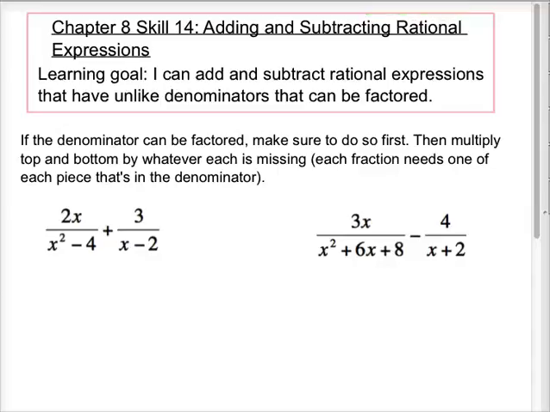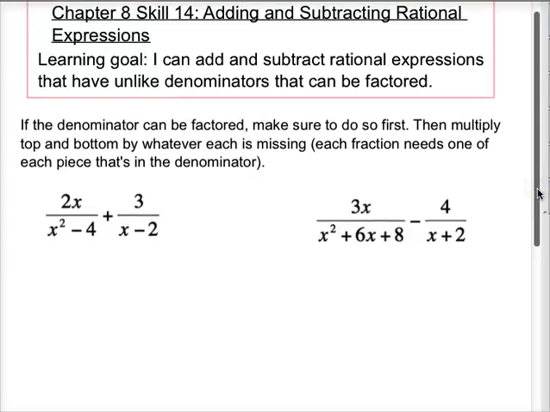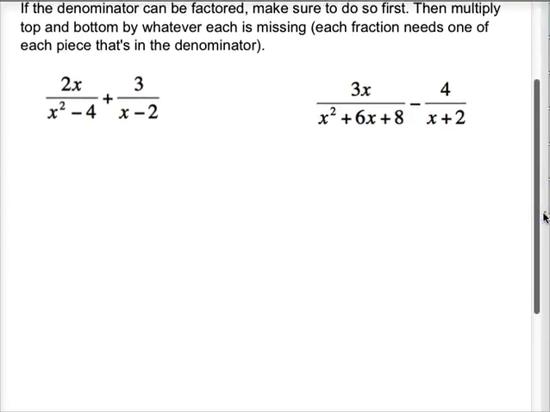Welcome back. Today is going to be yet another lesson in adding and subtracting rational expressions. So, in this one, the key difference is notice the denominators. Once again, they're different, which we experienced in the previous lesson. But there's another key thing to note, is this time also one of them factors.